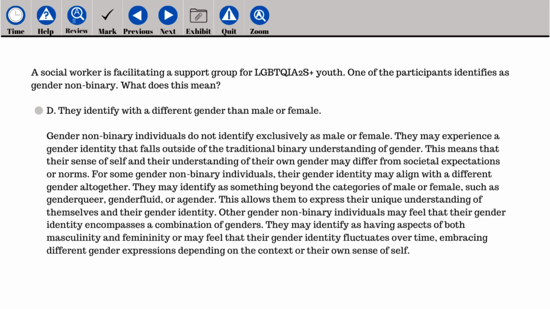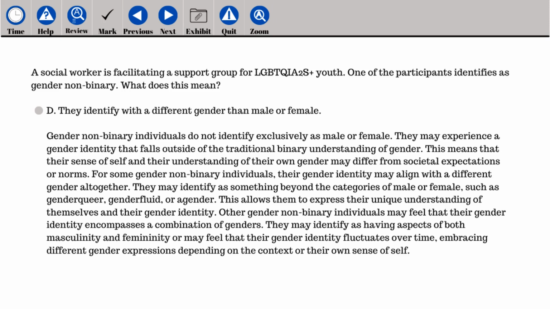D. They identify with a different gender than male or female. Gender non-binary individuals do not identify exclusively as male or female. They may experience a gender identity that falls outside of the traditional binary understanding of gender. This means that their sense of self and their understanding of their own gender may differ from societal expectations or norms. For some gender non-binary individuals, their gender identity may align with a different gender altogether.